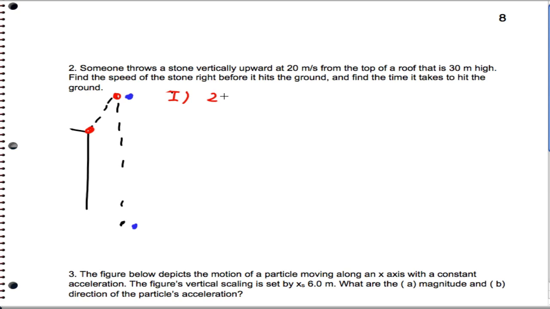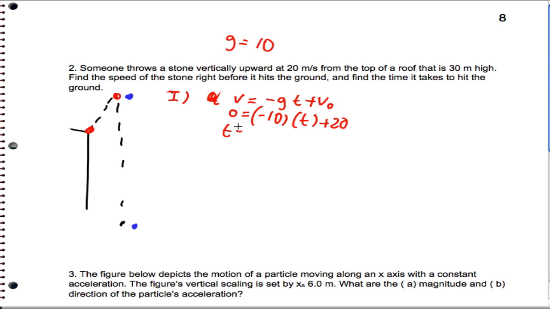So I have v equals negative gt plus v naught. So let's get the time it takes to get to its maximum height. That's going to be 0 equals negative, and you know what? I'm going to round g to 10 for the sake of these calculations. On free response, I'll let you do that. So negative 10 times t plus 20. So t ends up being 2 seconds to reach that height.